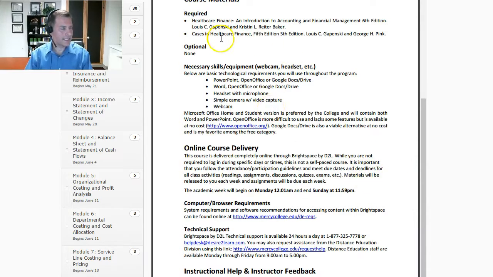If you do have the cases book, Cases in Healthcare Finance, that is nice to have. If you have it, great. We probably will be phasing out that book, but we will be using case studies from that book throughout this course. I will provide PDFs for you for those case studies. So if you don't have it, don't worry. If you got it, great. But either way, we've got you covered.